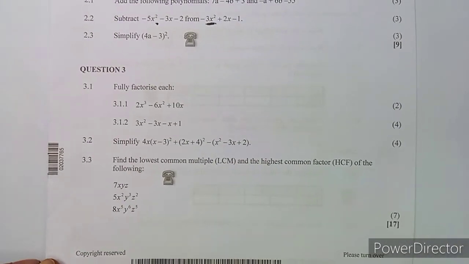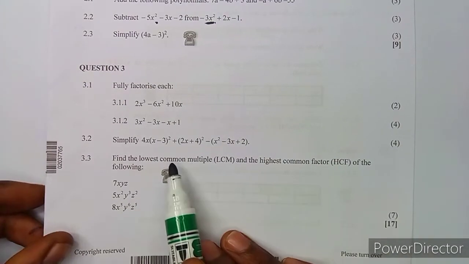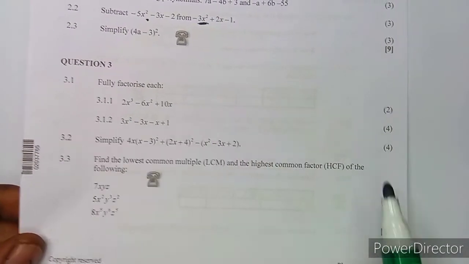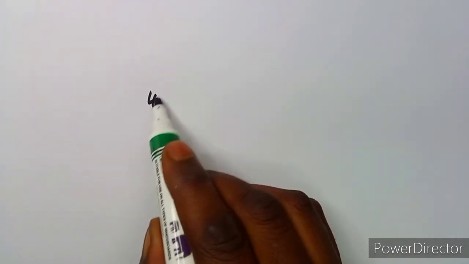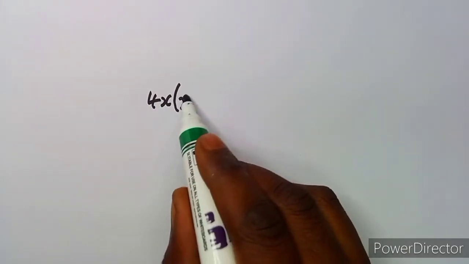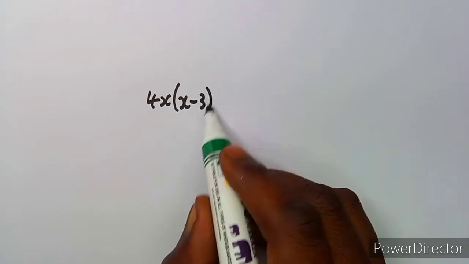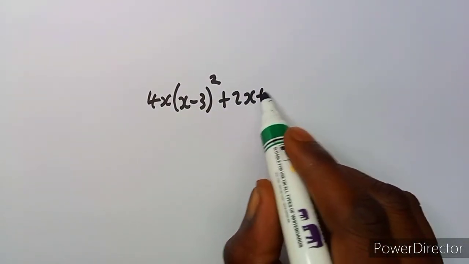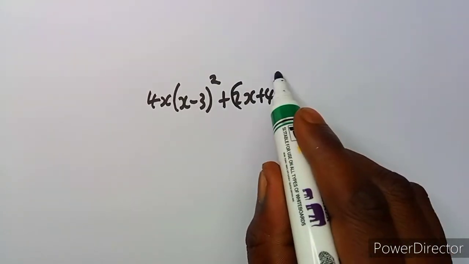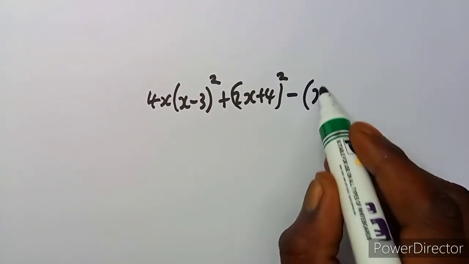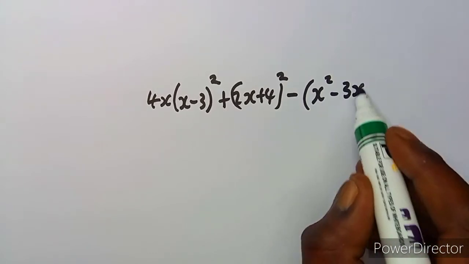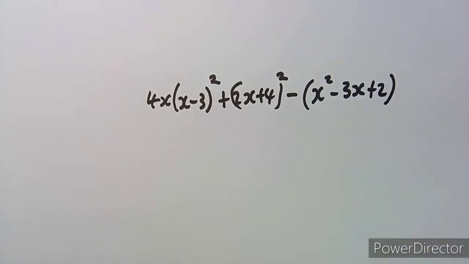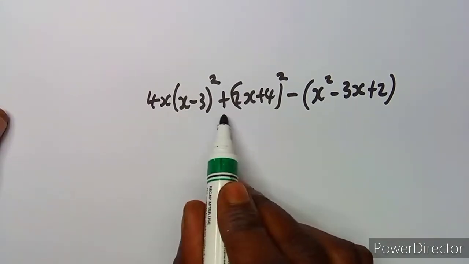Okay, let's see on number 3.2. Simplify. Okay, that's the whole expression that you're given to simplify, and it's 4 marks for that. How can I simplify 4x into x minus 3 to the exponent of 2 plus 2x plus 4, like this, to the exponent of 2 minus x squared minus 3x plus 2. So they're just playing with us here, guys. What are they testing you? They're testing you. Can you expand these brackets?